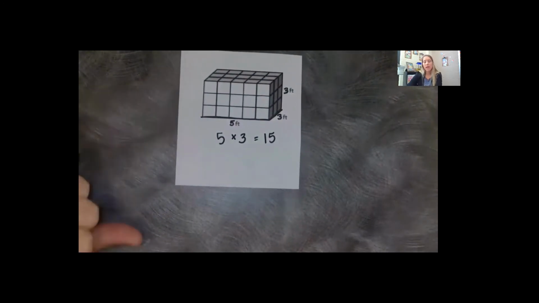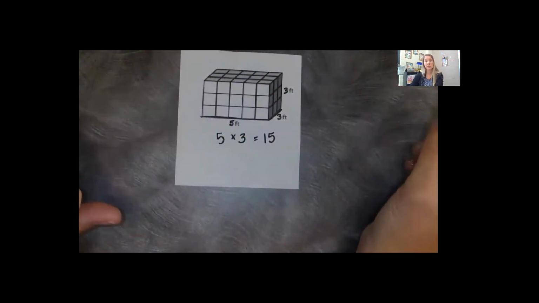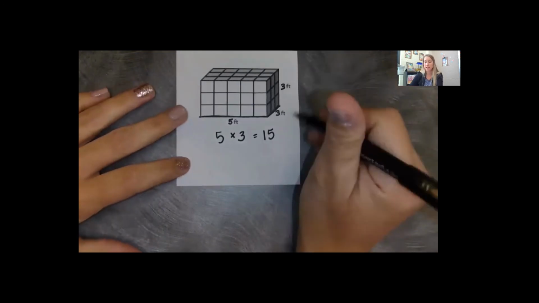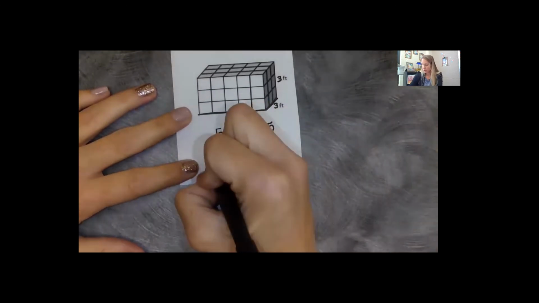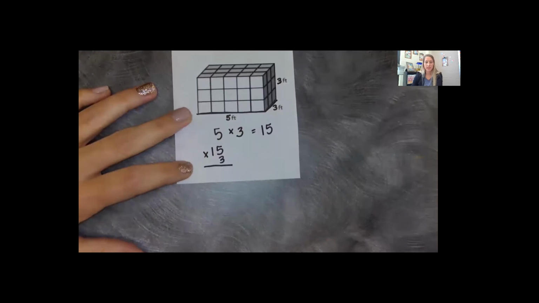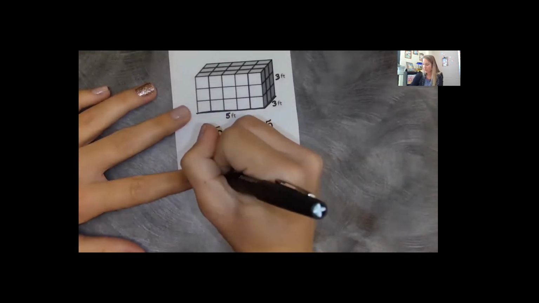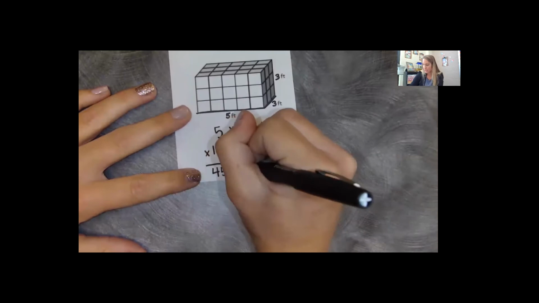Great. Now, if I know the base is 15 unit cubes, remind me what I do to find the volume of the entire figure. Yes, I need to use the height. I know 15 is stacked up how many times? 3. So what's the height of our prism? 3. So we use multiplication to find the total number of cubes in this prism: 15 cubes per layer times the height, or the number of layers, which is 3, gives me a volume of 45 feet cubed.